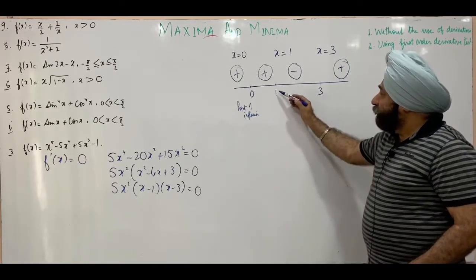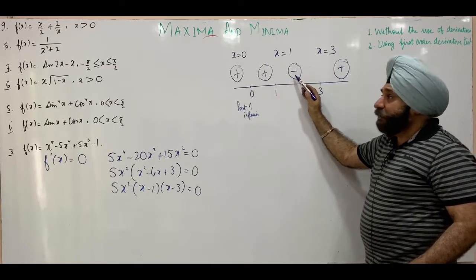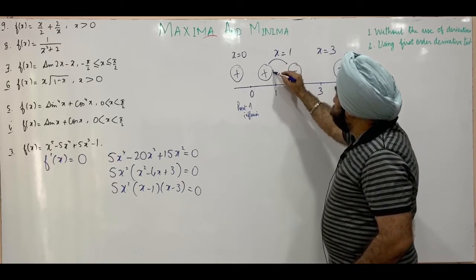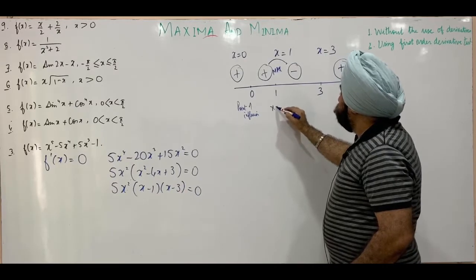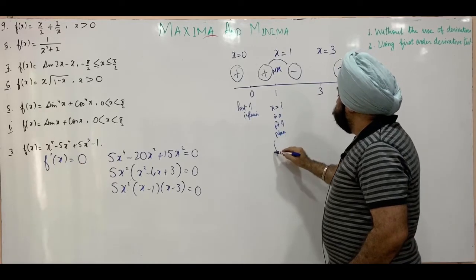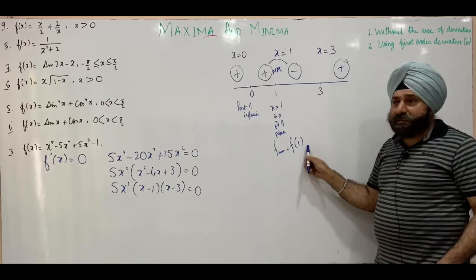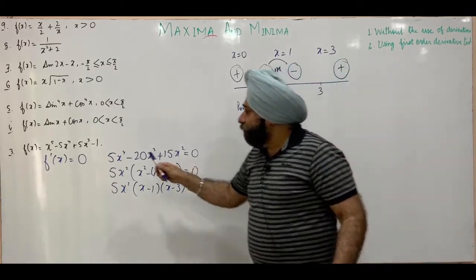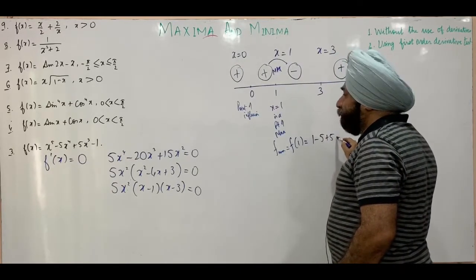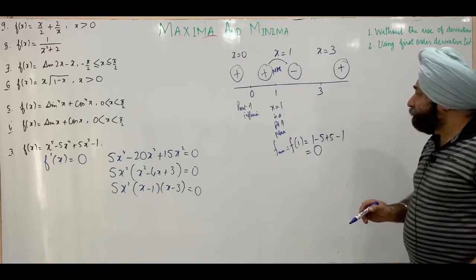And what type of critical point is x equal to 1? Before that we have a positive sign, after that it's a negative sign. If the change is from positive to negative, it's always a point of maxima. So x equal to 1 is a point of maxima, and the maximum value of the function will be, we put x equal to 1 in f of x, that is f of 1. And what is f of 1 here? This will be 1 minus 5 plus 5 minus 1, it's 0. The maximum value of the function here is 0.